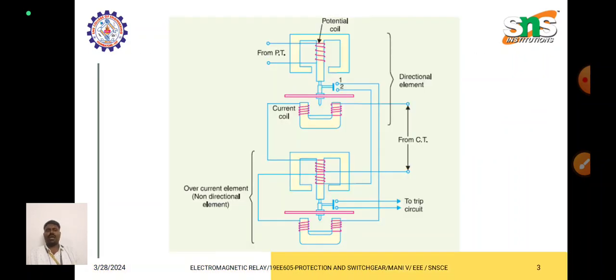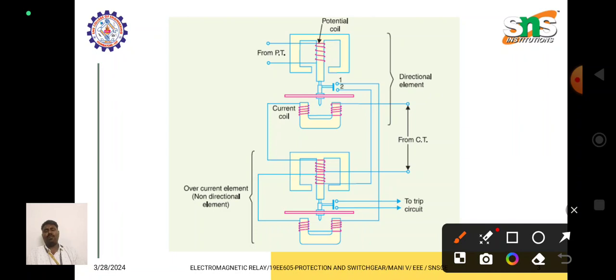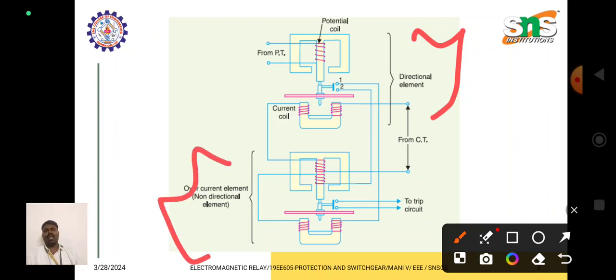So this is the schematic diagram of this induction type directional overcurrent relay. Here it has two sets, or it may be called two elements. One is called the directional element and the other is called the non-directional element. The non-directional element is also called the overcurrent element. First of all, which gets operated? The directional element is the first to operate.